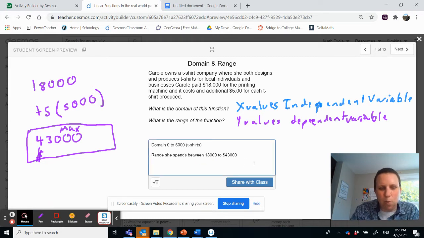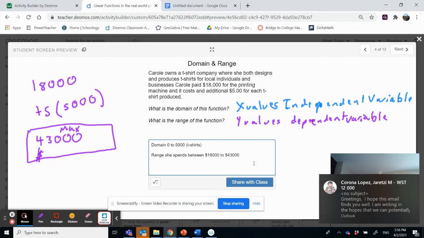So I was thinking about what numbers are realistic, and that's going to help me when I build my graph also, because there's wiggle room there. You might have just gone with 1,000 t-shirts for the domain, and that's all right. You'll be able to zoom out on the graph to find those bigger numbers if you need to.